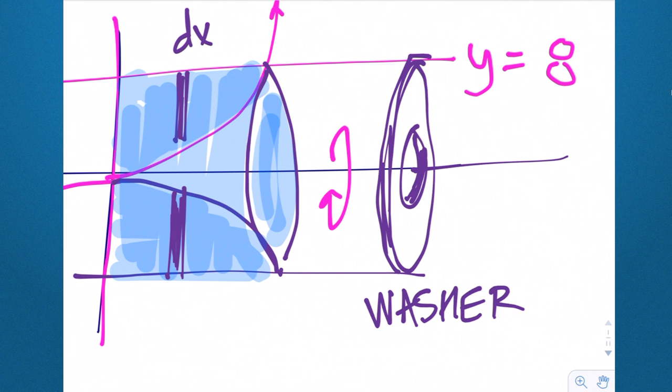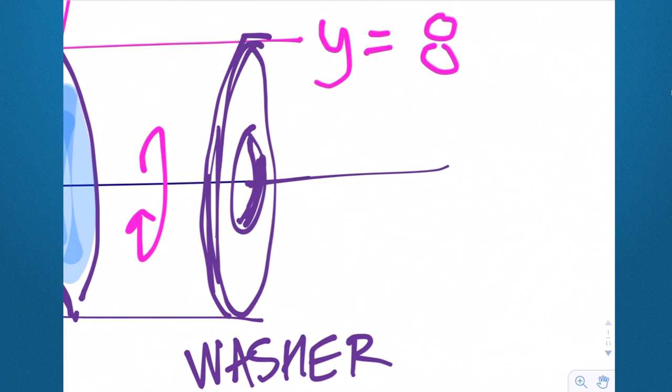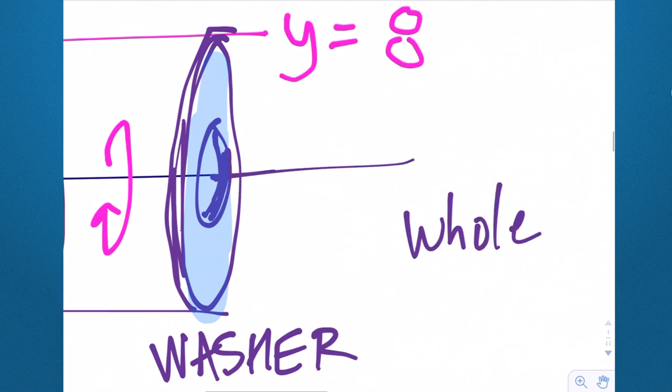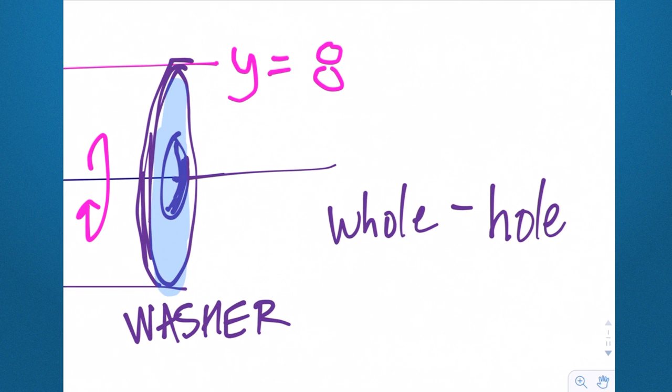Well, can we still use the disc method then? Yes, we just subtract the cylinder. Very good. We can modify our disc because really all a washer is, is the whole thing minus the hole. It's the whole thing minus the void that we drilled out. So it's really just a disc minus a disc. That's all it is. All right?